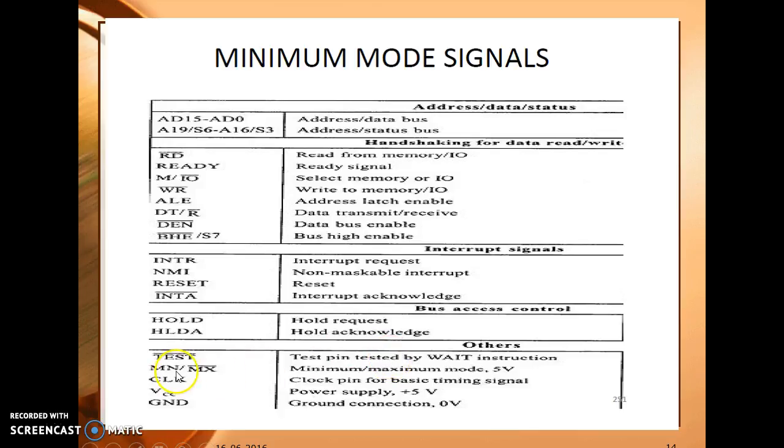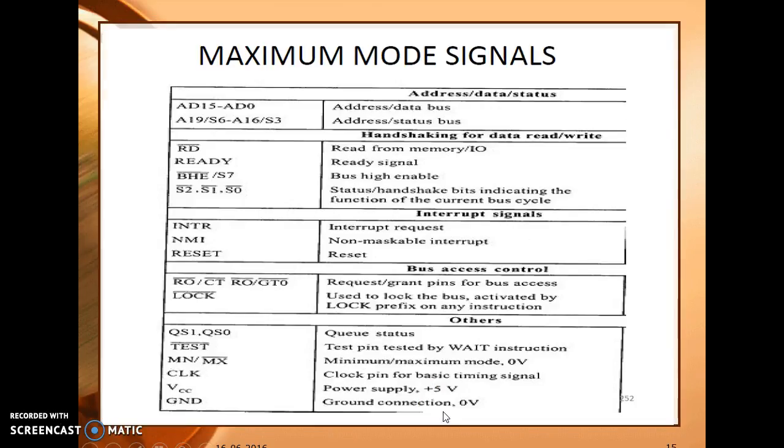What are the other pins? We have the TEST pin, which is used by the WAIT instruction. MN/MX bar, that is minimum mode or maximum mode. For minimum mode we have to connect this pin to VCC. The clock pin is used for the basic timing signal. VCC is used for the power supply. Ground is for the ground connection, 0 volt.